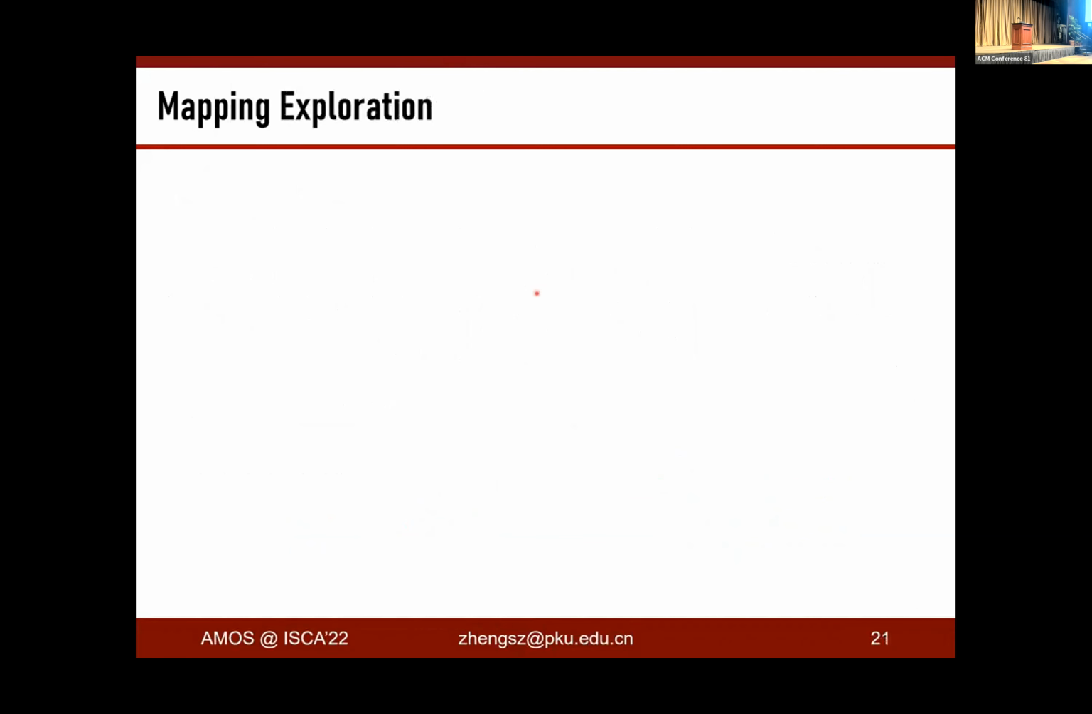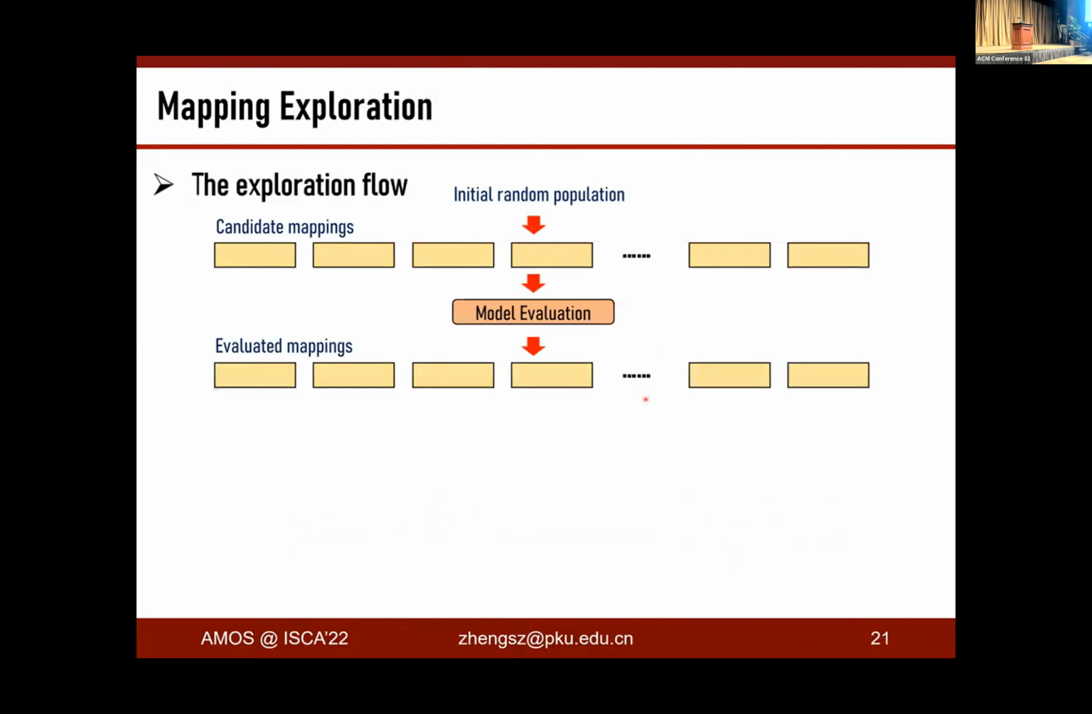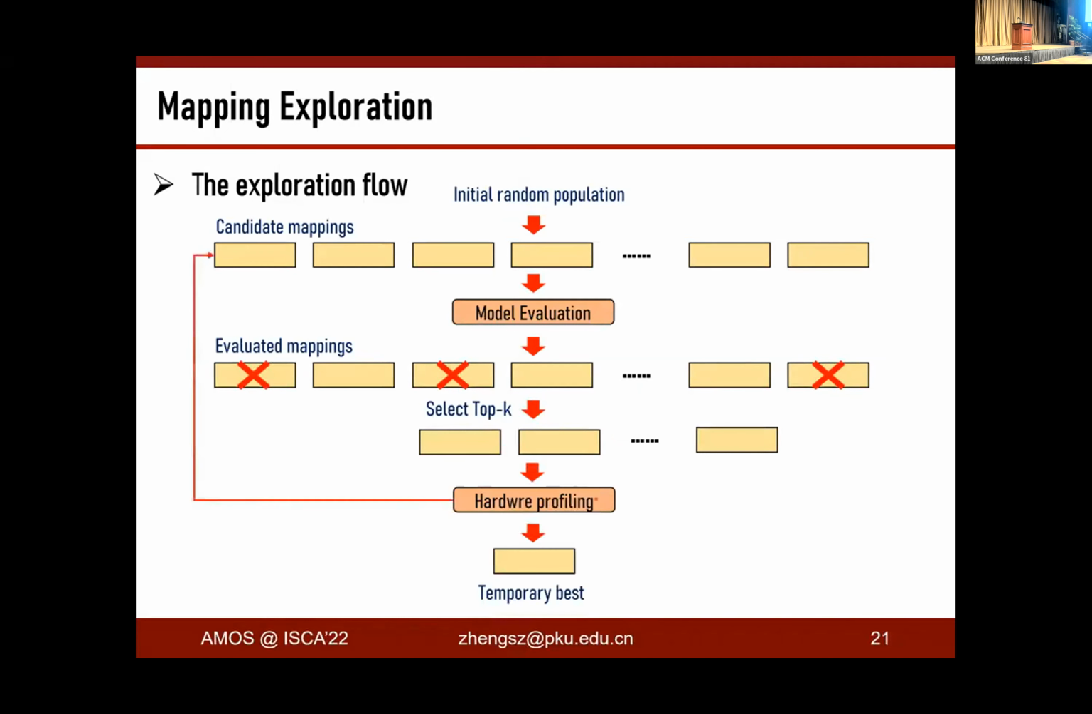After generation and validation, we get a large mapping space. To explore the space, we use a genetic algorithm combined with a cost model. The exploration starts with a set of randomly sampled mappings. These candidate mappings are evaluated by our cost model, and the low-performance mappings are filtered out. Only the top K mappings are reserved. These reserved mappings are then evaluated by hardware profiling. The temporary best mapping is then used to generate the next generation of mappings and repeat the previous steps. After hundreds of rounds of searching, the best mapping ever known is returned as the final mapping.